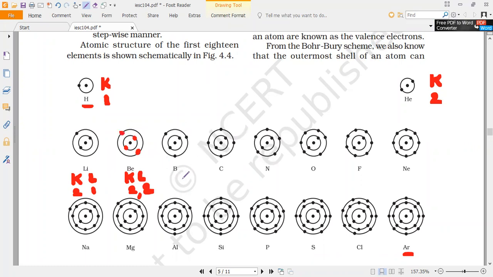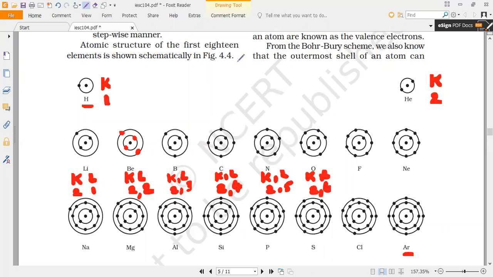Next, boron. Boron, tell me, how will it come? 2, 3. Next, carbon, 2, 4. Next, nitrogen, 2, 5. Oxygen, just now we have studied, 2, 6. All of you should say that, one by one.